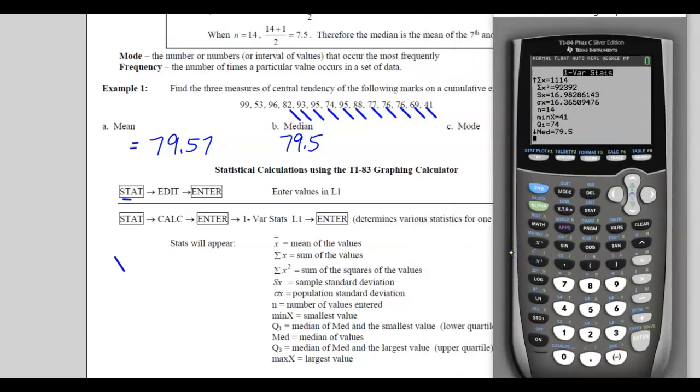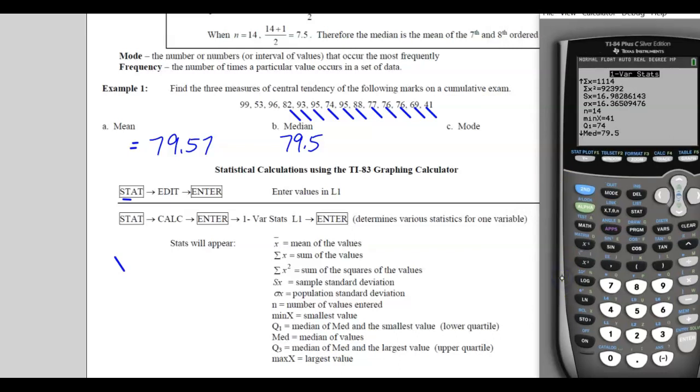And then mode, this one, actually the calculator won't give you in this thing. If you did a histogram, you could tell. So this one you are going to have to go through and quickly look to see if there's some repeated values. So there's none there. 96, no. 82, no. 93, no. 95, there's 2. 74, no. 88, no. 77, no. And then 76. So there's 2 modes, 76 and 95. Okay? You don't take the average of them. You just list them. Okay?